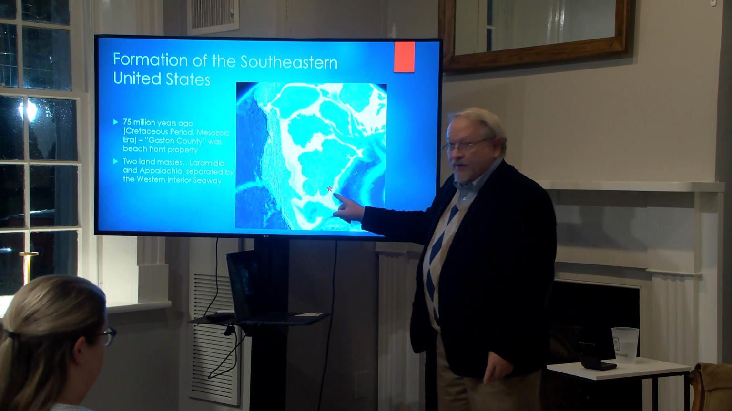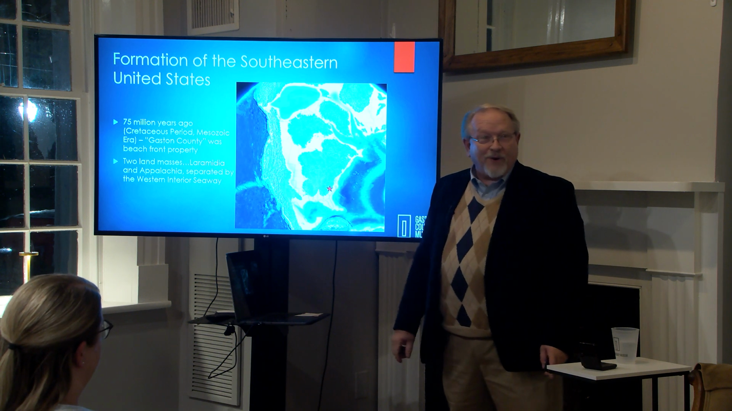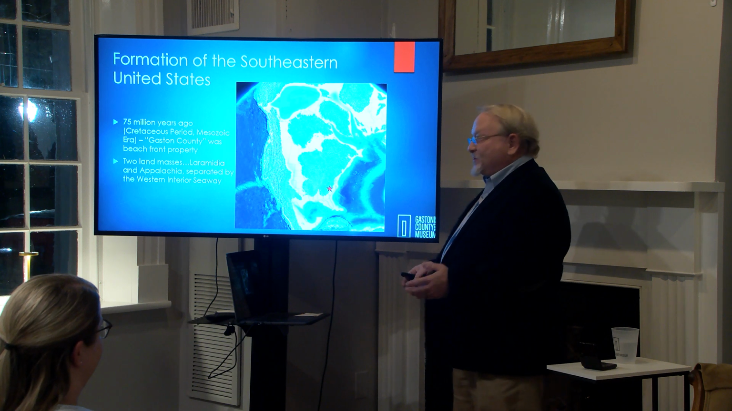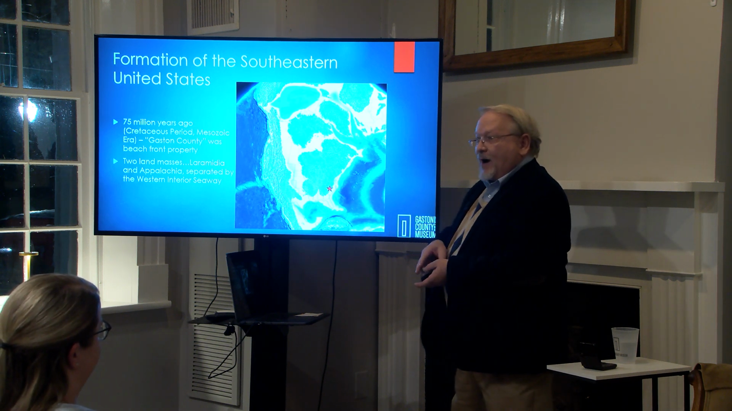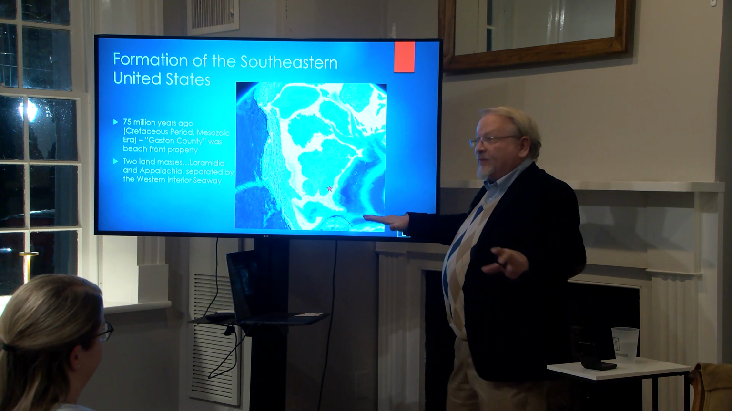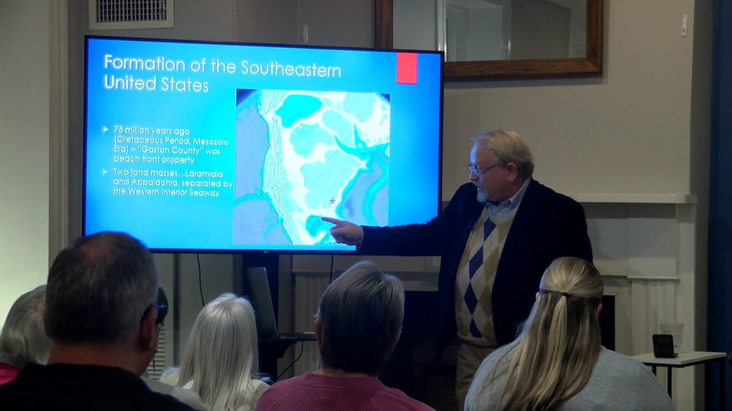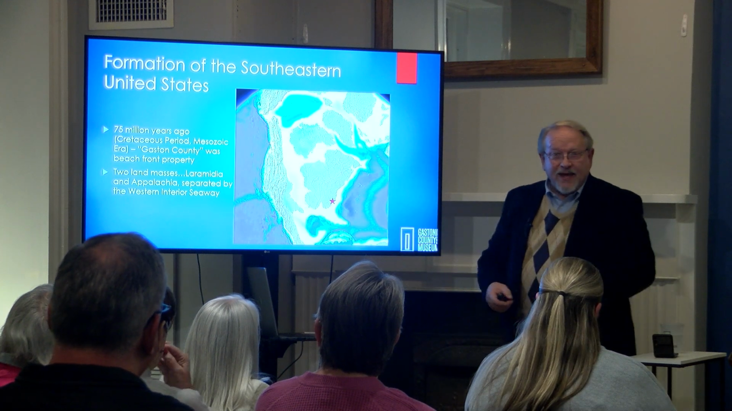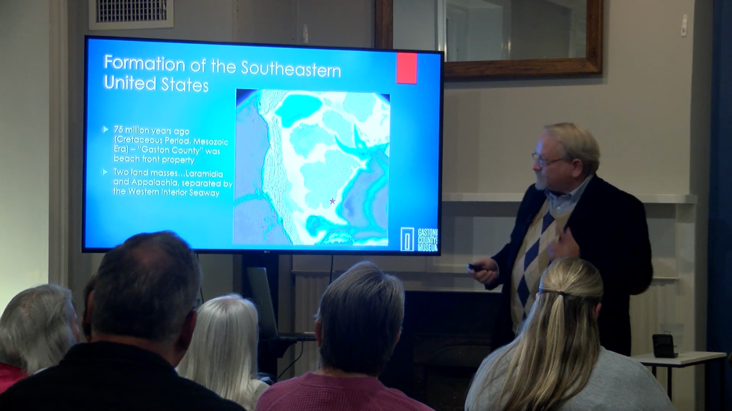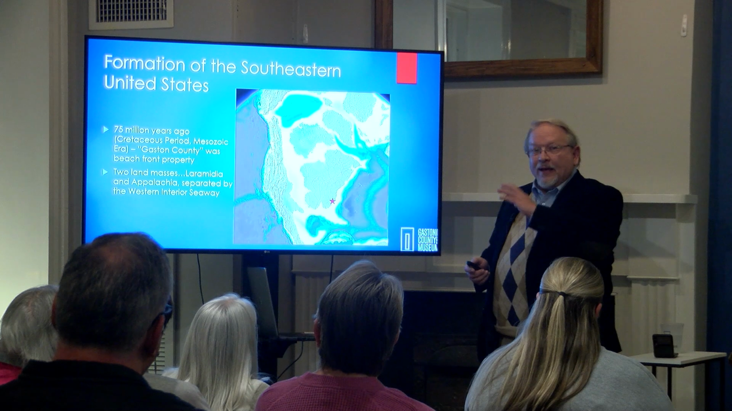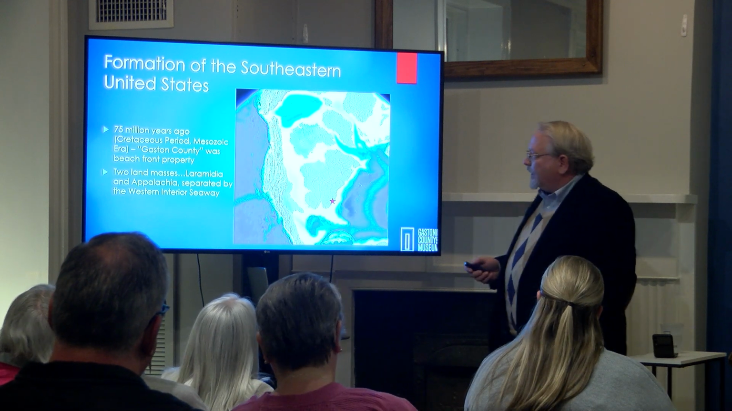Likewise, Gaston County used to be oceanfront property. 75 million years ago, we were oceanfront property because the ice caps had melted. The sea levels rose, and you can see pretty much the whole southeastern part of the United States is underwater. And that plays an important part in what makes the Southeast important today.